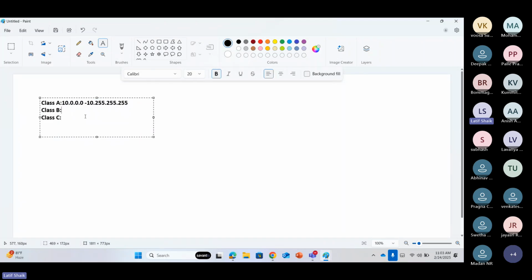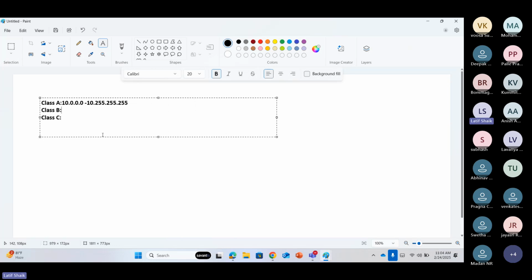In class A, the first portion is the network portion. Only one portion is there, 10 to 10, meaning only one network is given. Of course, that one network is enough for a very large network. For example, if in your organization you have 16 million devices, not more than 16 million, 17 million won't work, then on average, up to 16 million devices, one private network, 10, is enough.